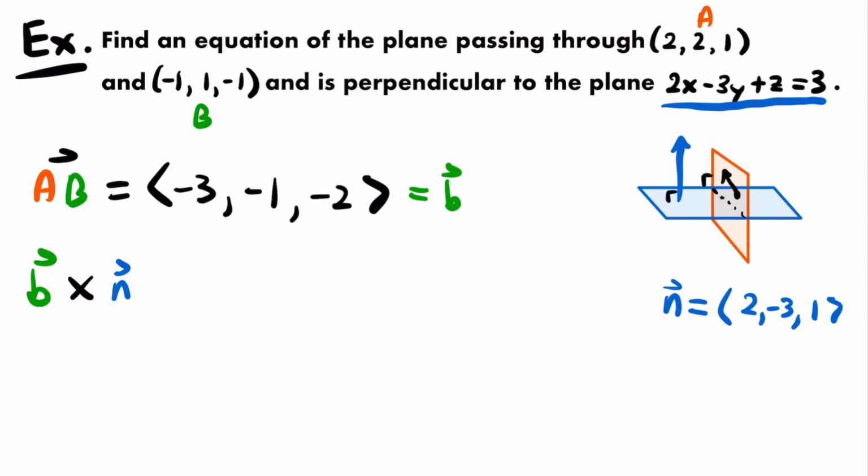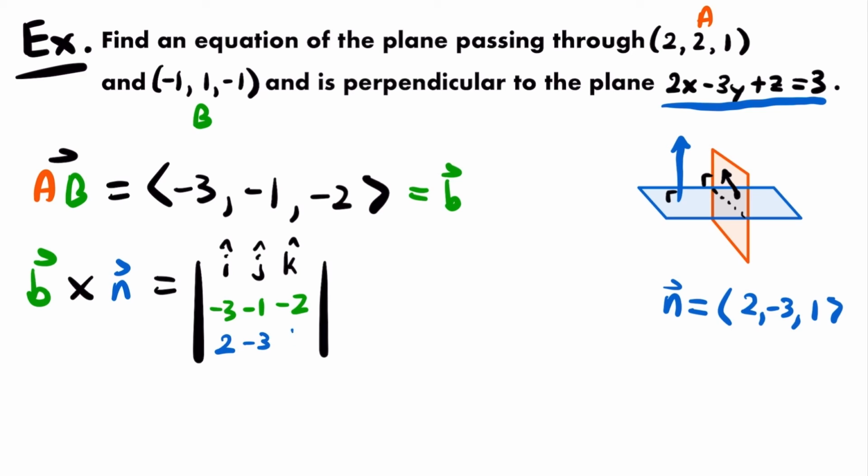Okay, so let's set up this cross product calculation once again. We're going to set up a 3 by 3 matrix. First row is the standard unit vectors. The second row will be the components of vector b, which are -3, -1, -2. So we have -3, -1, -2. And then the third row are the components of that normal vector that we were given, which has components 2, -3, and 1. So I'll write 2, -3, and 1.